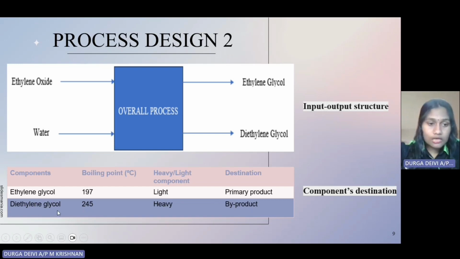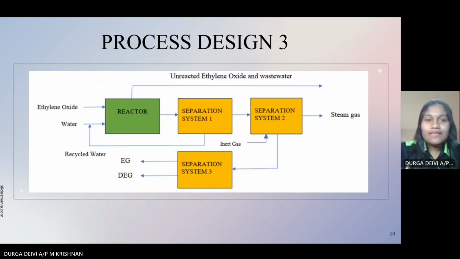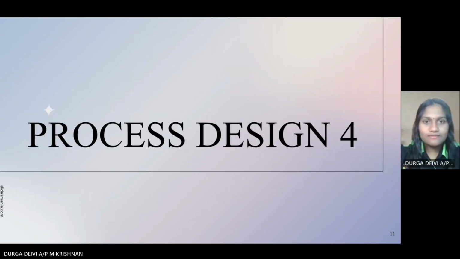Next, the diethylene glycol is considered a heavy component, and because its boiling point is 245 degrees Celsius, its destination is as a byproduct. Next is process design level 3. The figure shows the block diagram design for the production of ethylene glycol, showing the number of reactors and separation systems involved, along with the input, output, and recycle at each system.